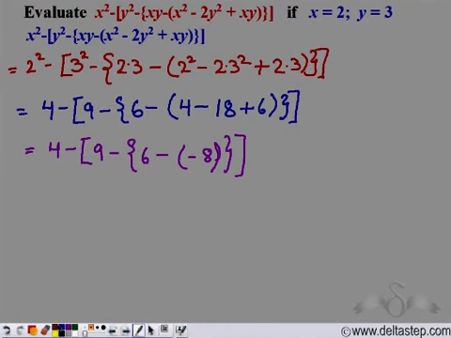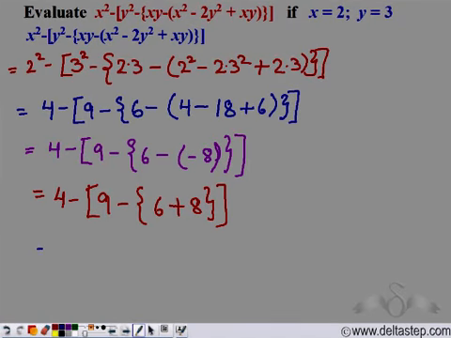Now what do we have? In the next step, we open this bracket. So minus 8. Since we have a minus in front of the bracket, the sign changes. Negative 8 becomes plus 8. So this is what we have. Again, we write down 4 minus 9 minus 6 plus 8 is 14. So we write 14.